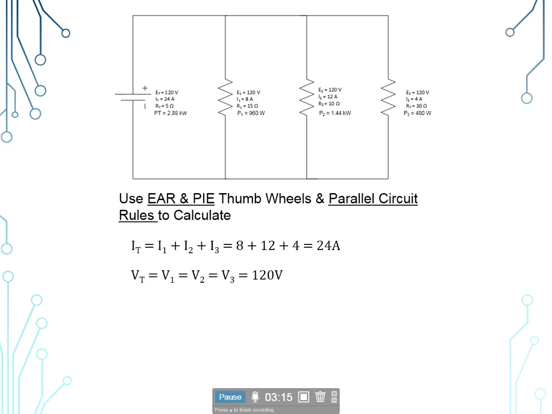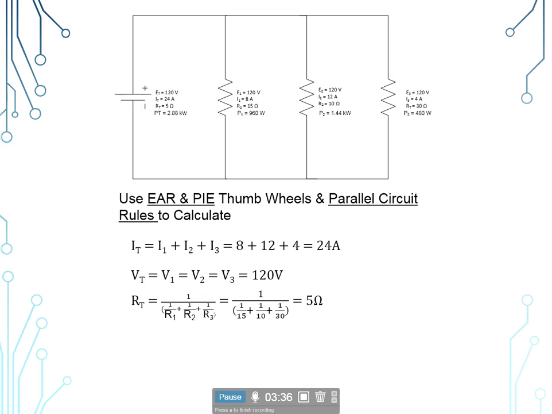Now, for our voltage in a parallel circuit, the voltage remains constant across all branches. So we can say V sub t is equal to V sub 1 is equal to V sub 2 is equal to V sub 3. In this example, we're using 120 volts.